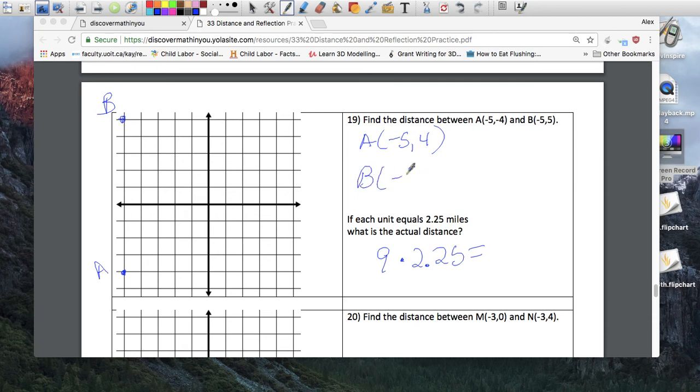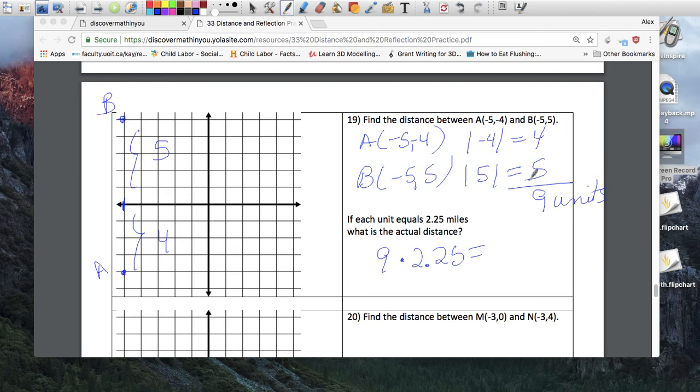B is negative 5 and negative 5, so they're both on the negative 5 line, so they share the negative 5 in common. They're both on the x-coordinate negative 5, but one is 4 units up, and the other is 5 units down from the x-axis. The absolute value of 4 is 4, so this distance right here is 4. The absolute value of negative 5 is 5, so this distance right here is 5. To find the distance between A and B, I add those two numbers. They're in different quadrants, and I get 9 units.